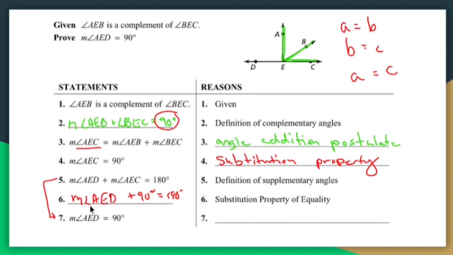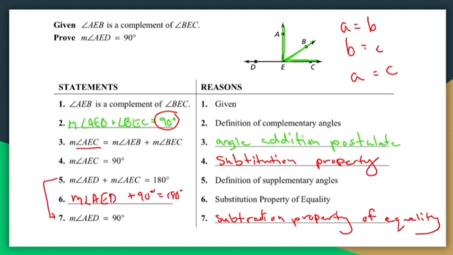My last step is to go from AED plus 90 equals 180 to just get rid of that 90 and make it 90 over here. How do I do that? Well, if I subtract 90 from both sides, then AED equals 90. So what am I going to do? The subtraction property of equality. And so there's my proof.